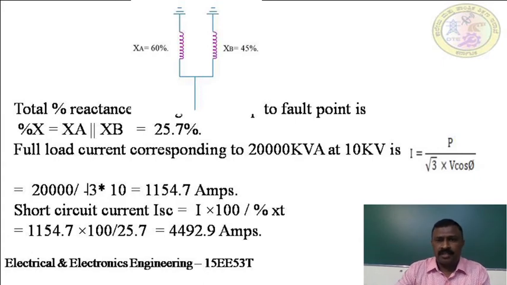Now we are drawing a reactance diagram. This reactance diagram consists of two generators, and these two generators are connected in parallel. This is the reactance for alternator A, and this is the reactance for alternator B. This is 60% and this is 45%. Now I want to check what will be the total reactance. The total reactance up to the fault point F will be the parallel combination of alternator A and alternator B. So you will get it as 25.7%.